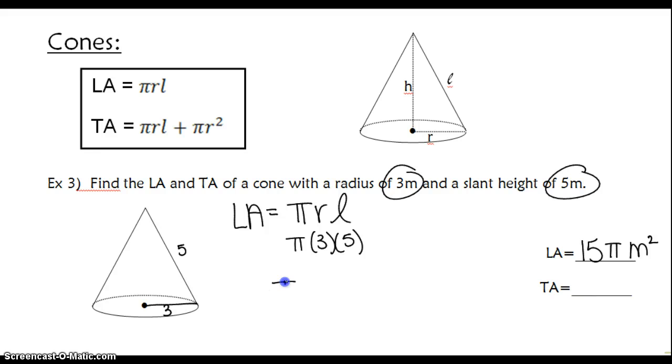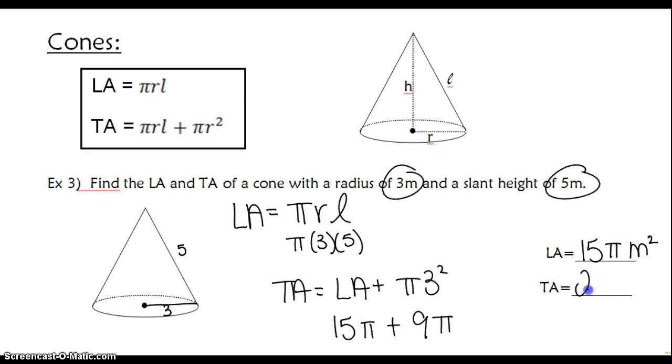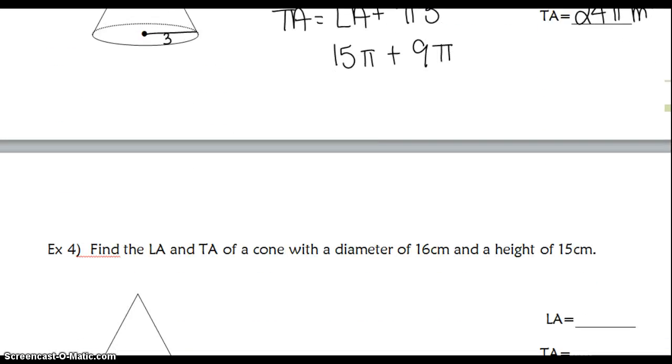For total area, we need to take the lateral area plus the area of the base. Pi r squared, 3 squared is 9. So we have 15 pi plus 9 pi. That gives us 24 pi meters squared. Yes, the cones are a lot easier, and you'll probably end up liking them the best.